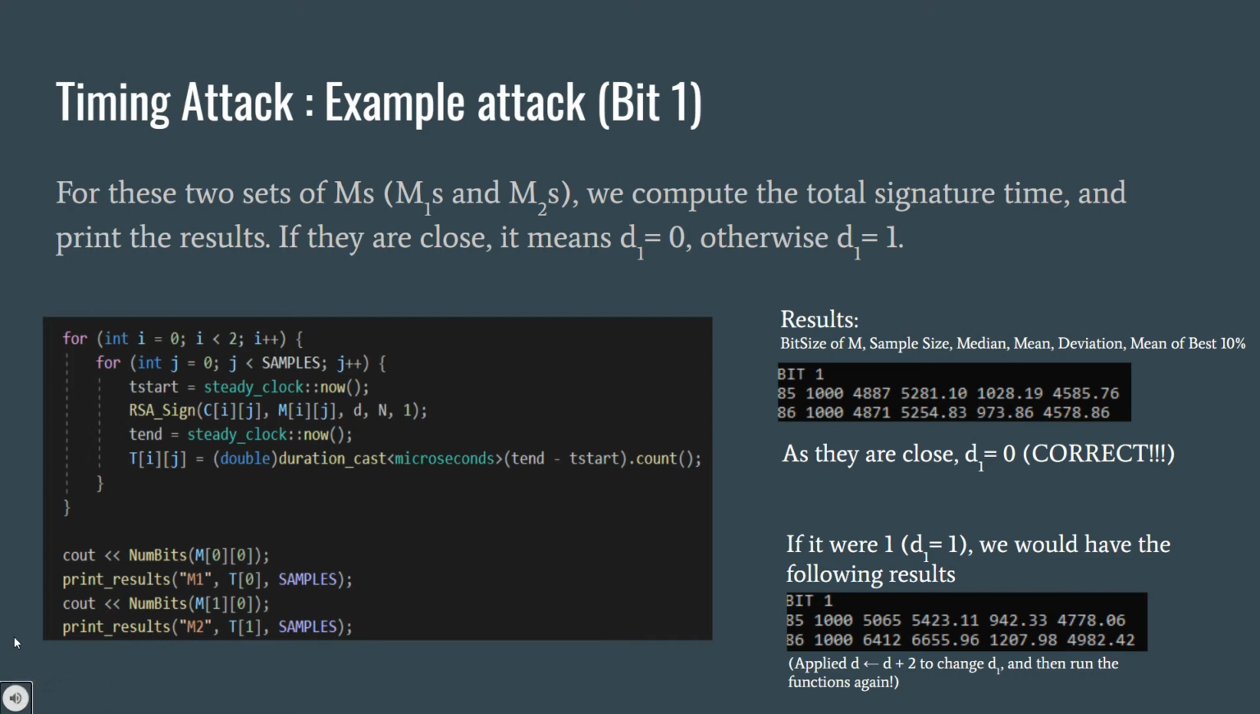For these two sets of M's, M1s and M2s, we compute the total signature time and print the results. If they are close to each other, it means D1 is 0. Otherwise, D1 is 1. When we compare the results on the right, they are very close to each other. So D1 is 0. And as we check the actual value of D1, it matches. If D1 were 1, we would have the following timing results. As you see from the table, they differ a lot.